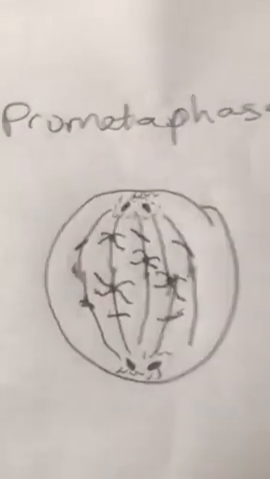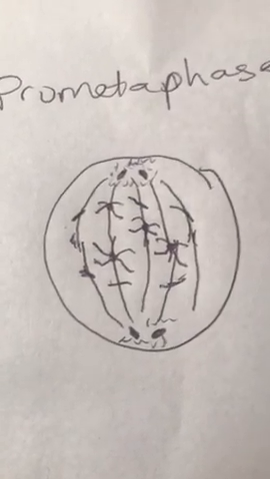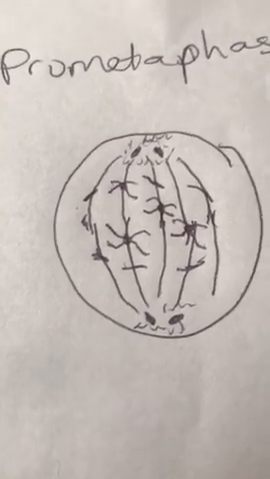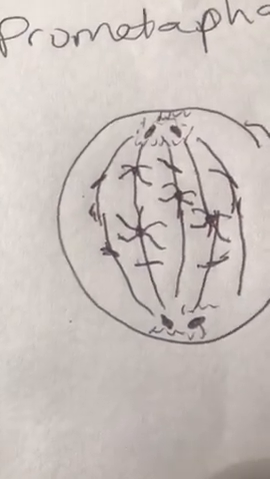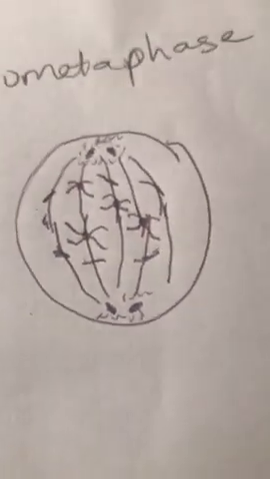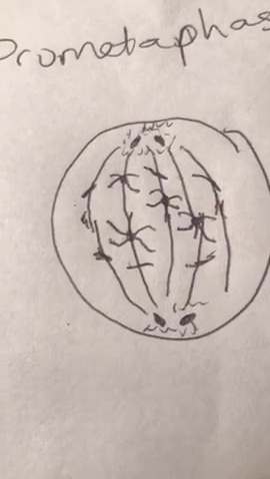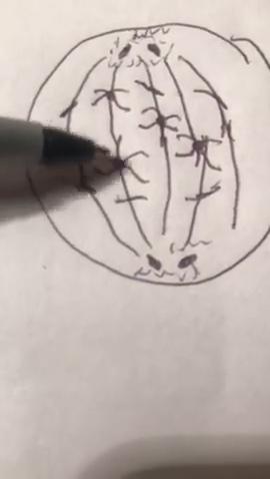The next phase is prometaphase. In prometaphase, the condensation of the chromatids into chromosomes continues. The kinetochores appear at the centromeres. So that's, as you can see here, these little kind of darker spots in the middle of the chromosomes. That would be the kinetochores. The microtubules connect to the kinetochores, so that would be this kind of connection right here on top of the spindle fiber.